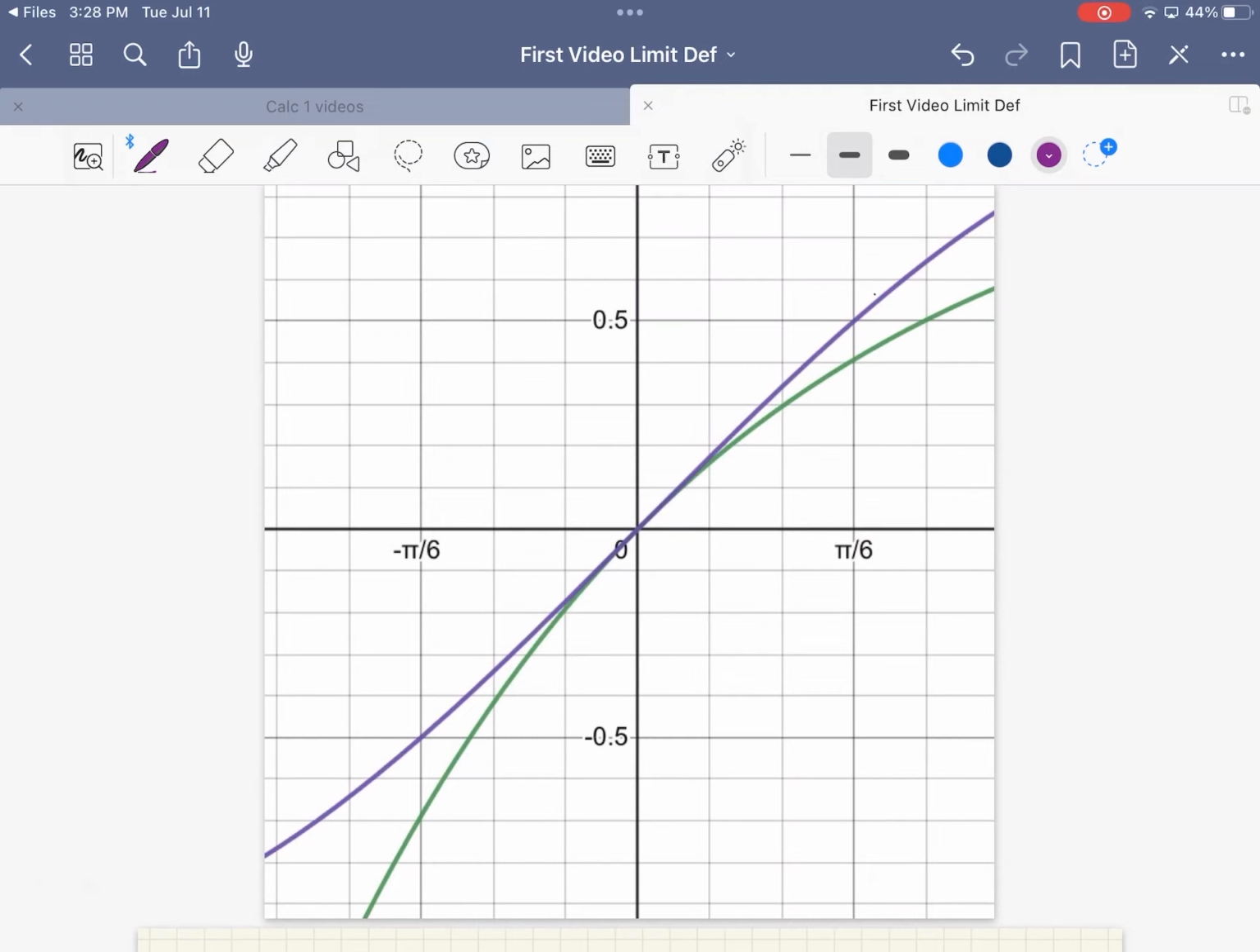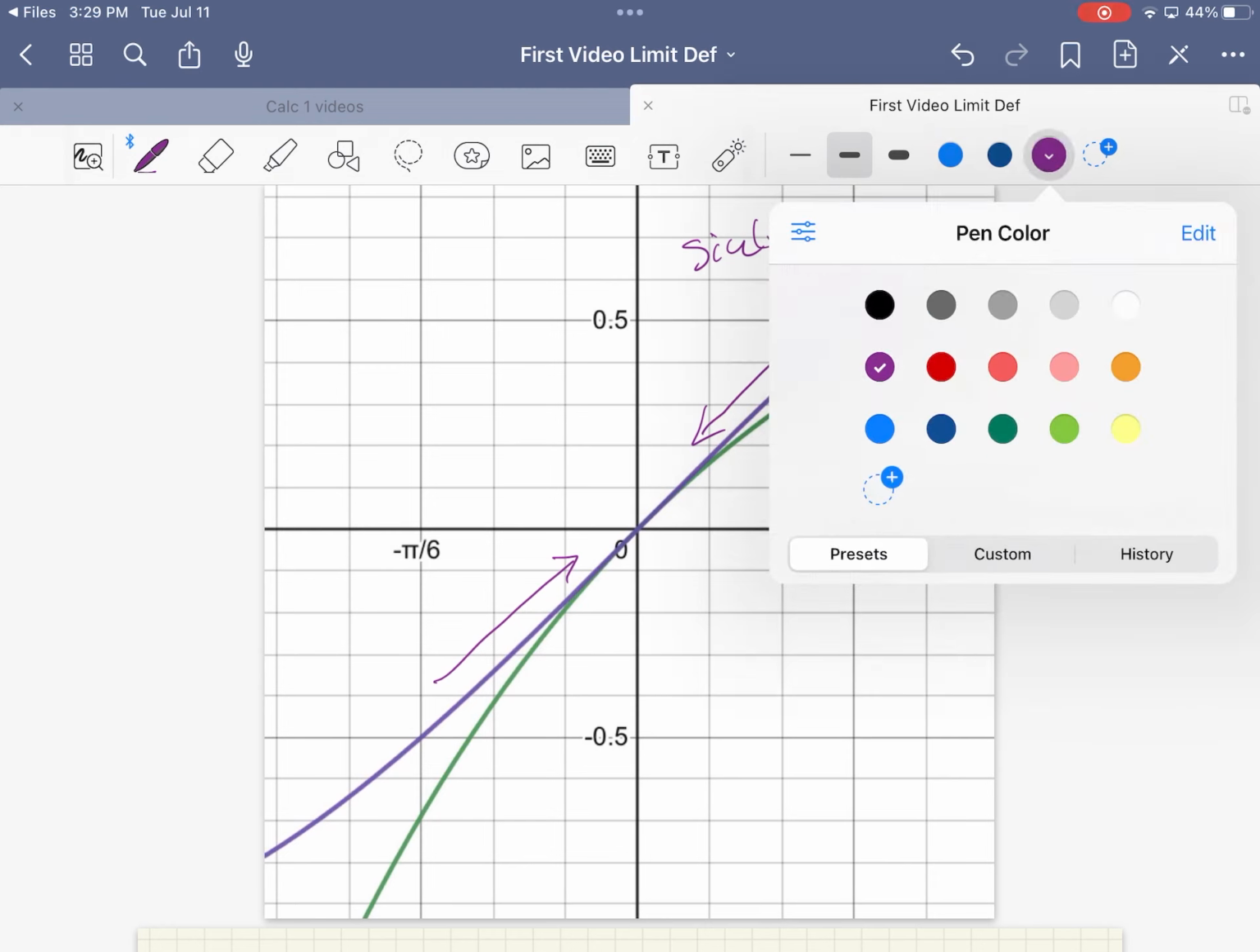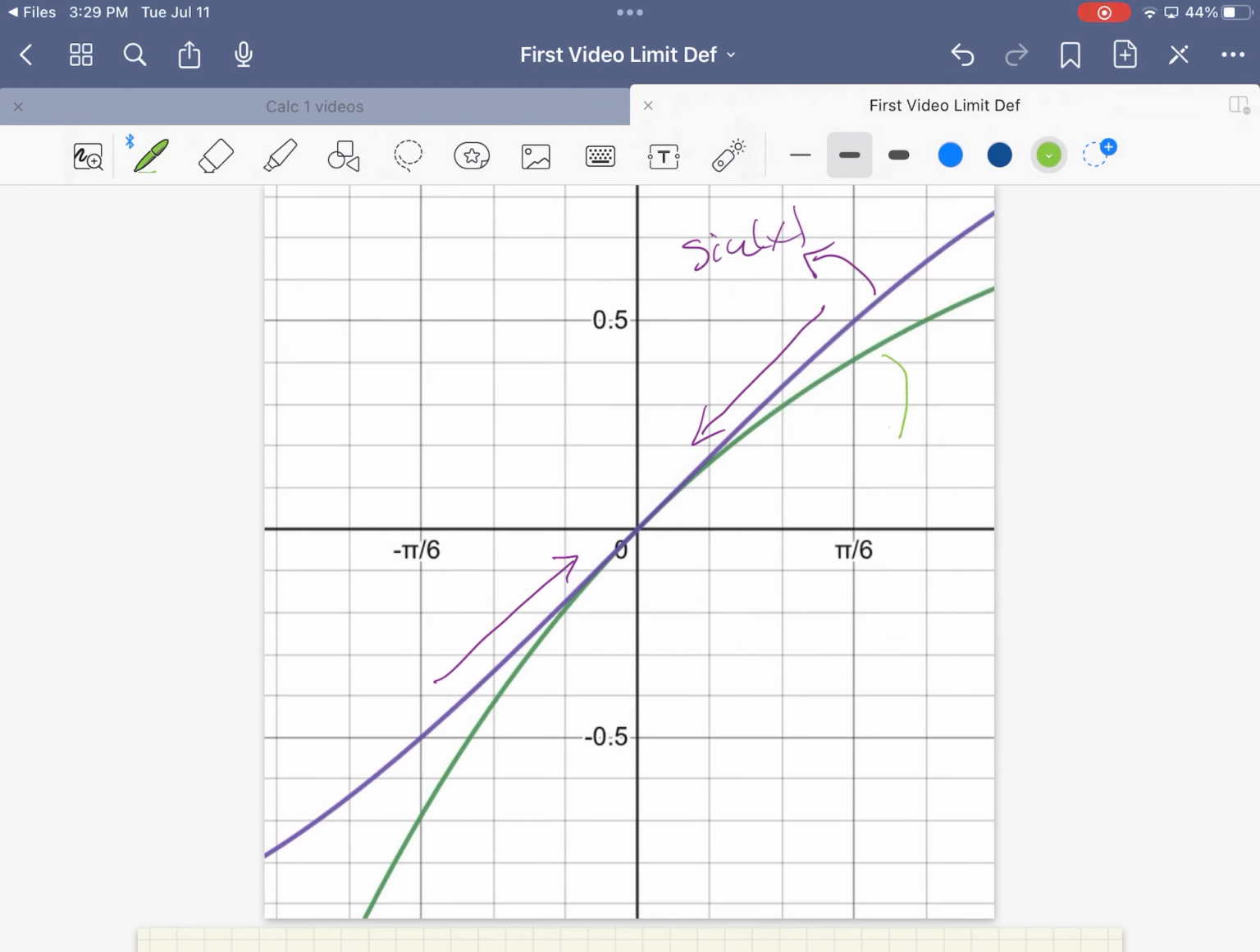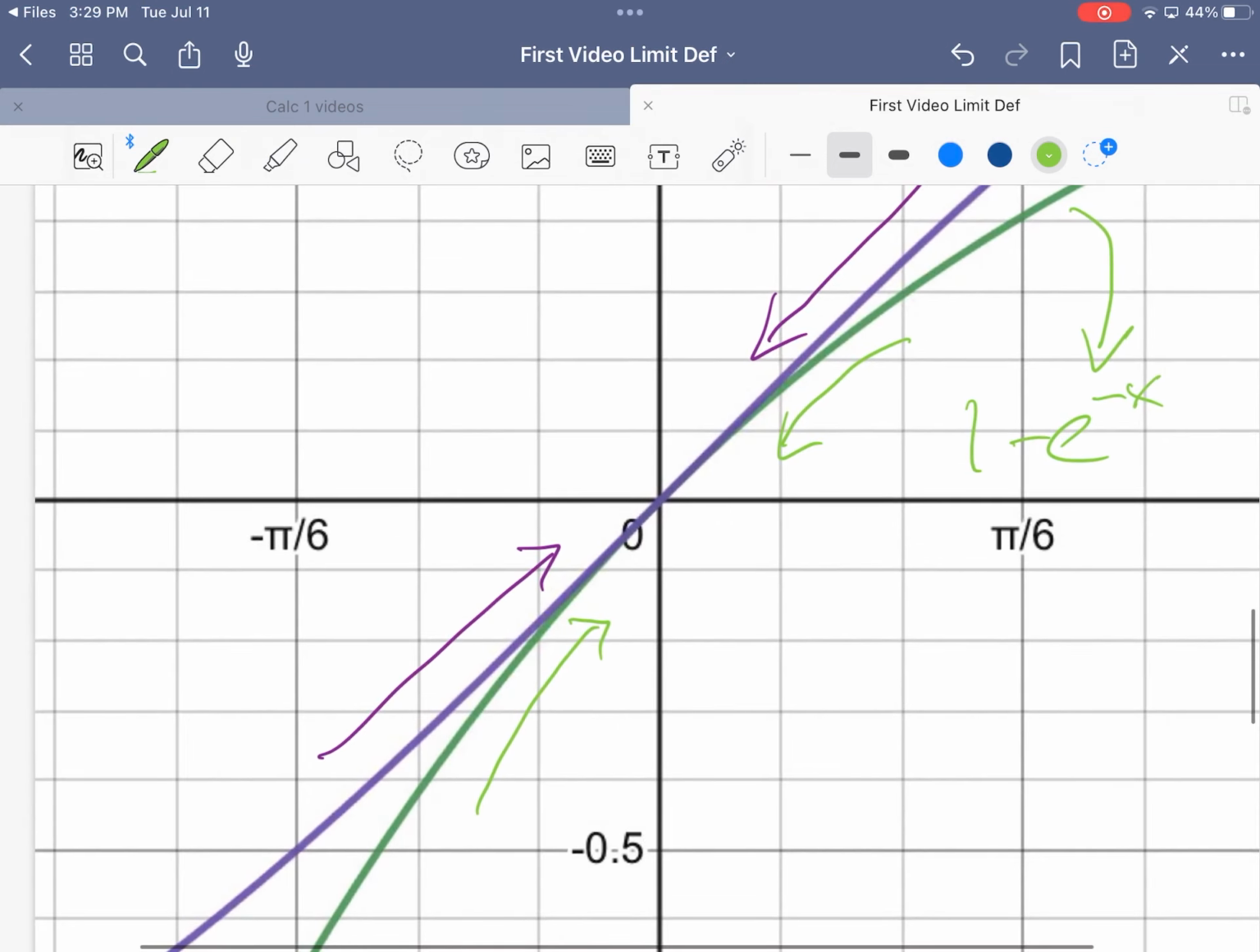So this one right here is the sine of x. Notice it does go towards 0. And this one right here is the 1 minus e to the negative x, and it also goes towards 0. And so the question that L'Hopital is really going to answer for us is, how fast do they go towards 0? Well, if we examine this, it appears that they're heading towards 0.